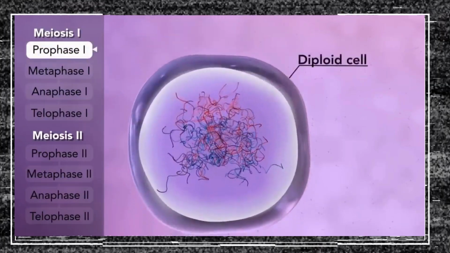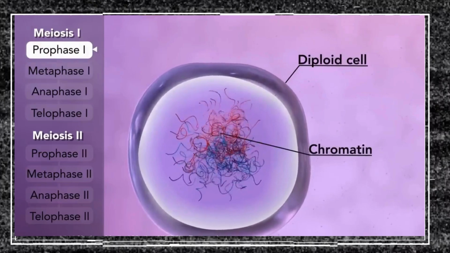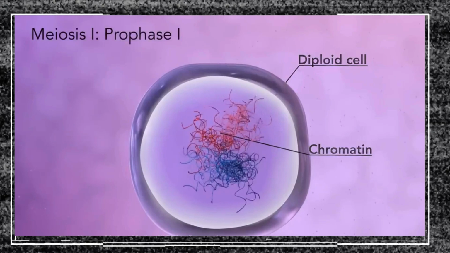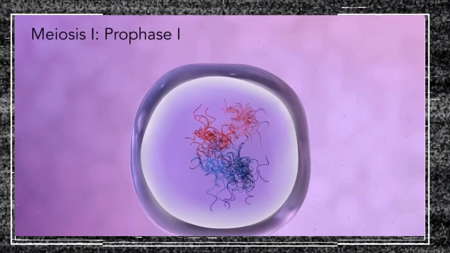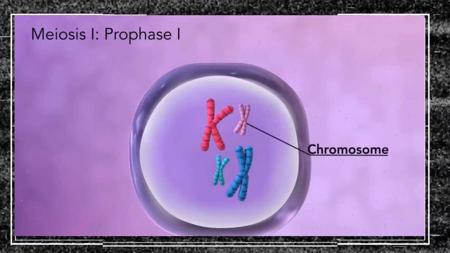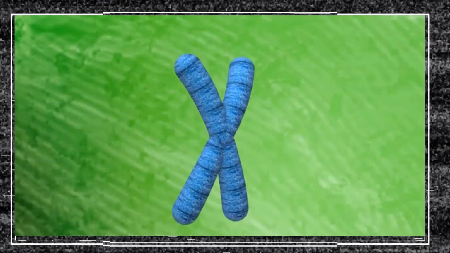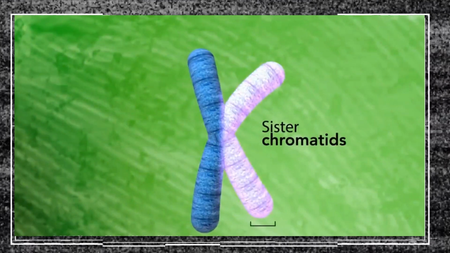Prophase I starts with a diploid cell. Its chromatin contains 2 uncoiled, spread-out sets of chromosomes, one from each parent. After the DNA in the chromatin replicates, it condenses into the more familiar X-shaped chromosomes. The replicated DNA is the same in the identical sister chromatids of each chromosome.